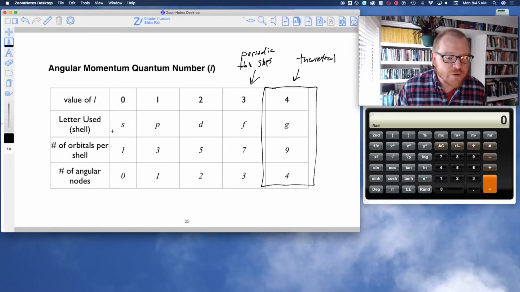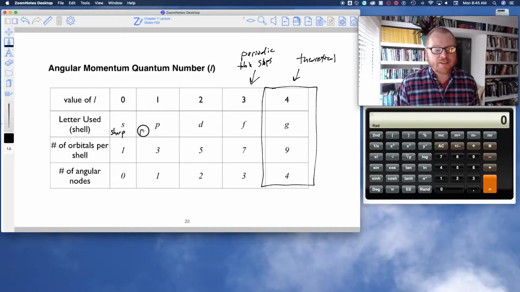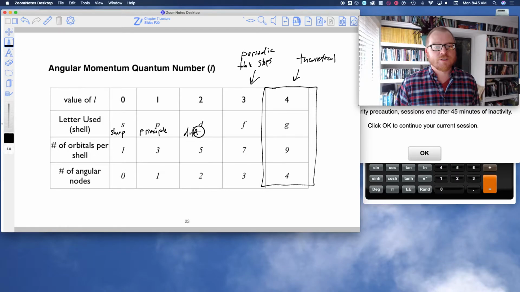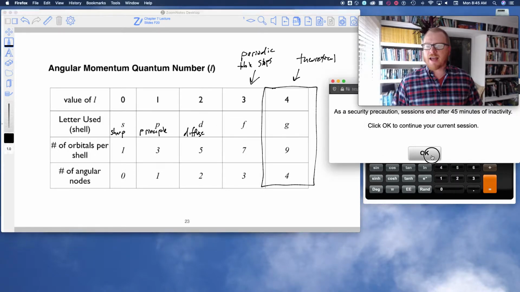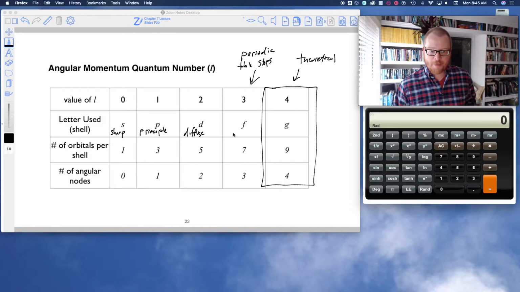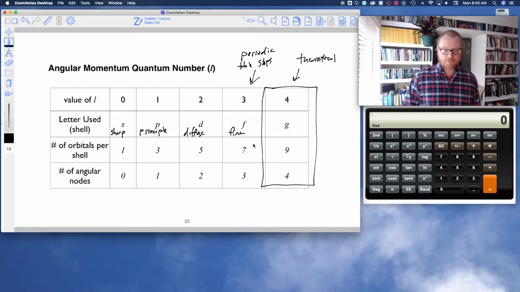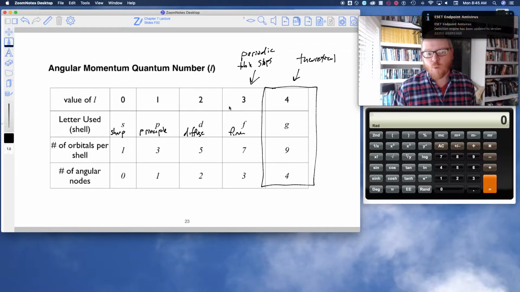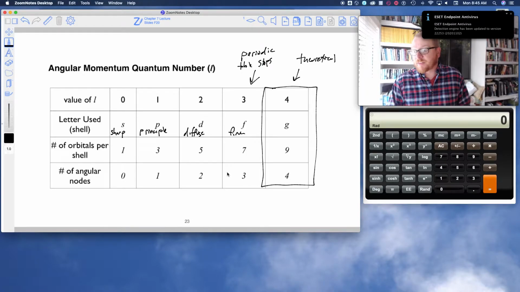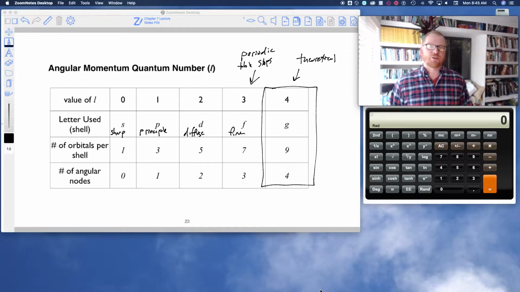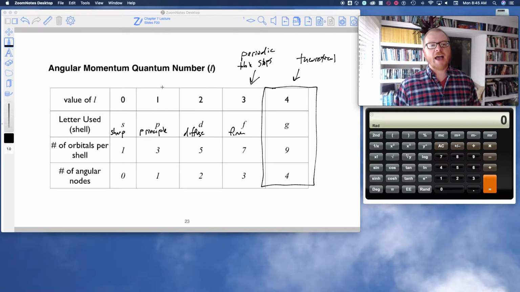So these things actually stand for something. S stands for sharp, P stands for principal, D stands for diffuse, and F stands for fine. These are historical names that are based on the way that the spectra look. I'm not going to get into a whole lot of detail of why it's sharp, principal, diffuse, and fine, but that's where those letters come from in case you're curious, okay? So 0 for S, 1 for P, 2 for D, 3 for F, you should know that, okay?